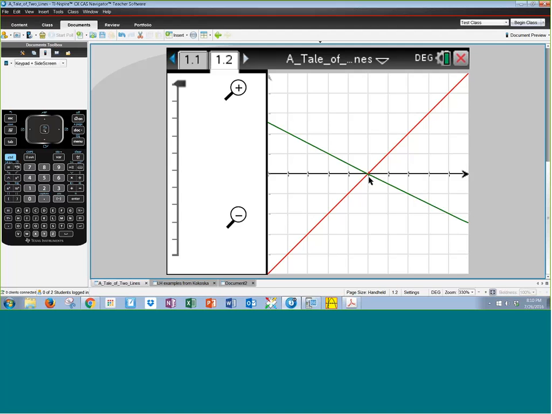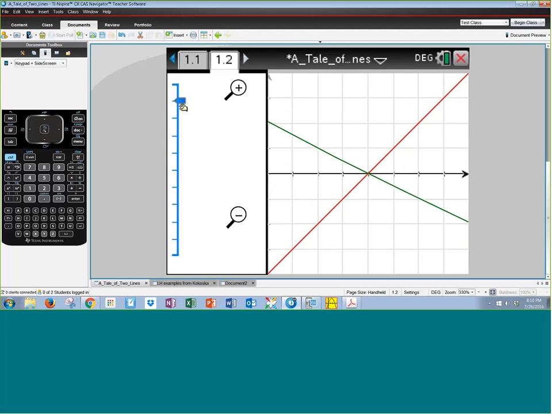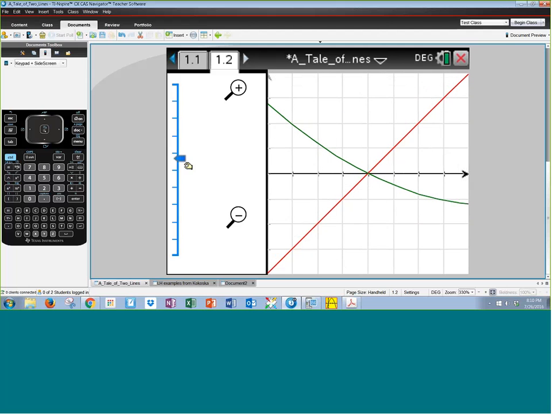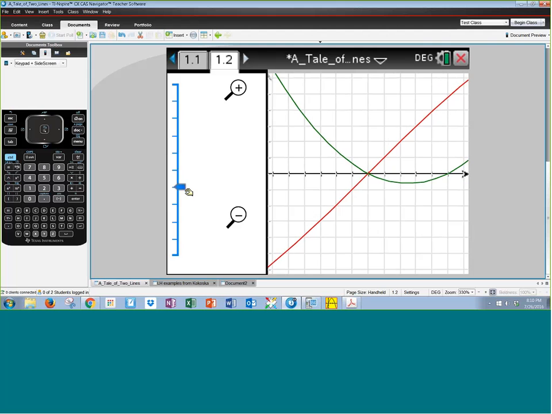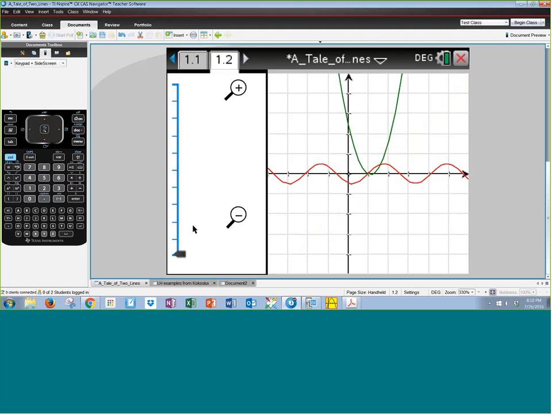And so hopefully the students could reason that that limit would be -2. And then the students are asked to use the zooming tool, which is this slider bar here, and we want to zoom. And let's see what happens. As we zoom, you will notice that what appeared to be lines now turns into a parabola and a sine function, or at least a sinusoid, a trig function, sine or cosine.